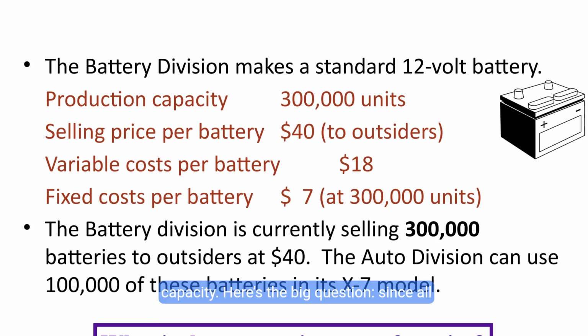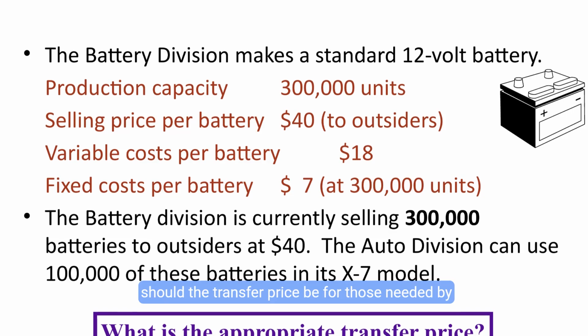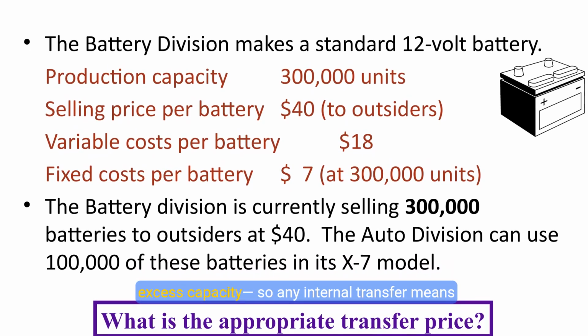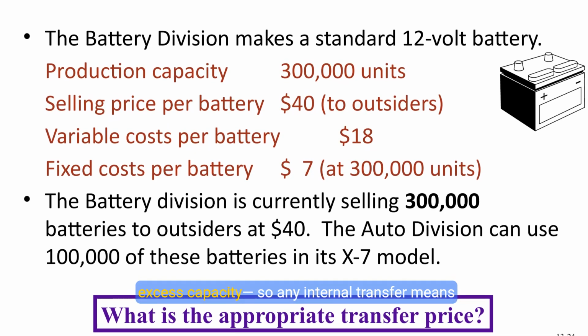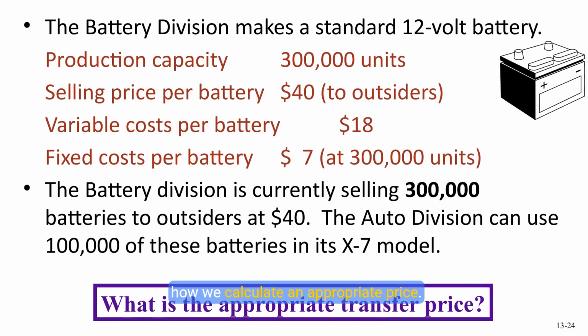Here's the big question. Since all batteries are already sold externally, what should the transfer price be for those needed by the auto division? This scenario is classic, no excess capacity, so any internal transfer means giving up profitable external sales. Let's see how we calculate an appropriate price.